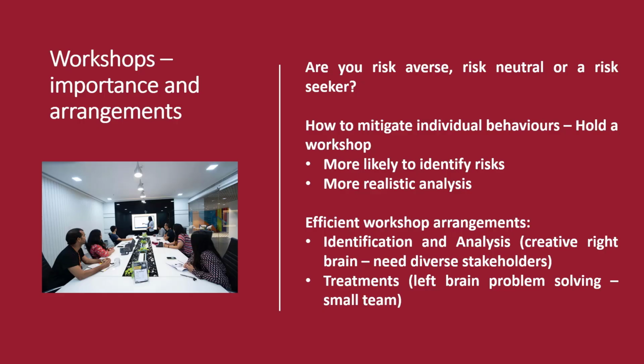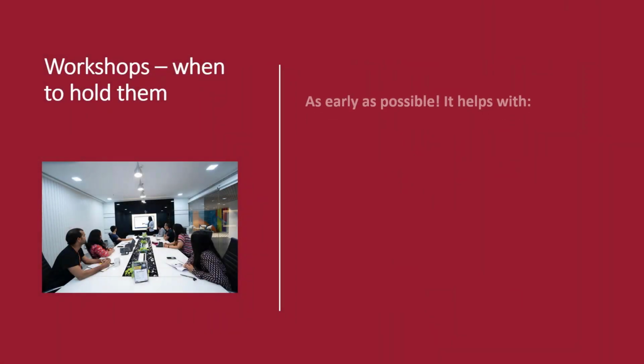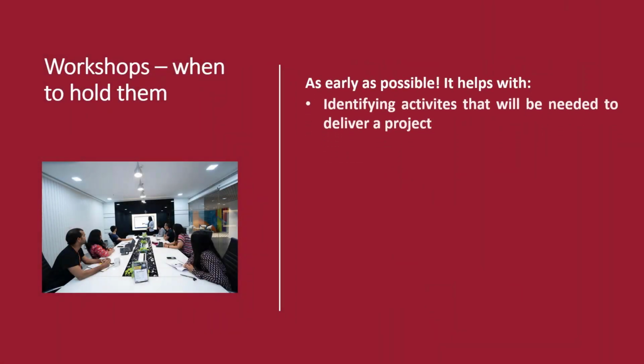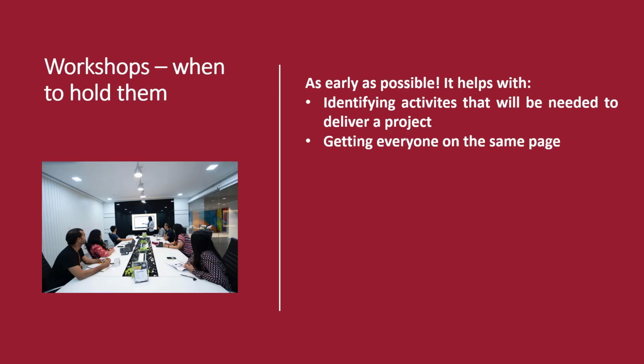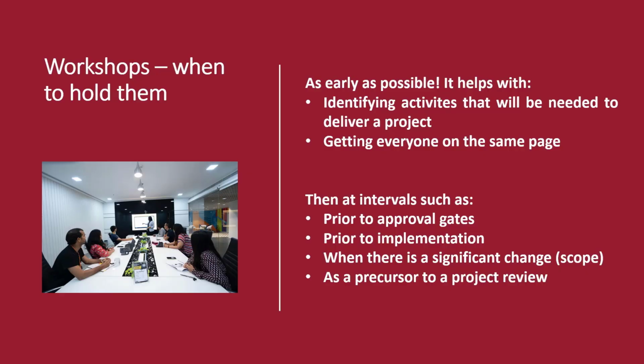So we need workshops, but when should they be held? The first one ought to be as early as possible. Early risk workshops often help to identify activities that will be required to achieve an objective. Early decisions and optioneering are 2 examples. Workshops also help with getting participants on the same page, and that can be very helpful in bringing the team together. Subsequent workshops should be held at appropriate times, such as just prior to the approval gates or when there has been a significant change.